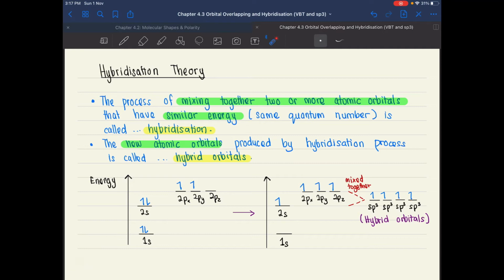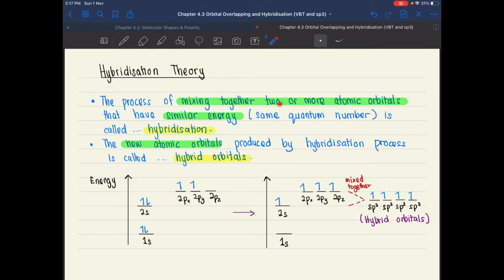Hybridization theory is the process of mixing together 2 or more atomic orbitals that have similar energy or the same quantum number, and this is called hybridization. Hybridization, like you always hear, hybrid cars. That is one example of a hybrid. Hybrid means we mix 2 things to produce something new. A hybrid car has electric power and maybe petrol power too, so 2 at the same time. This hybridization theory is more or less the same.